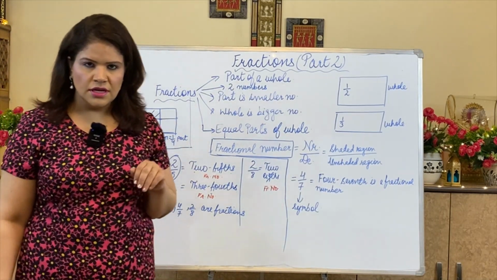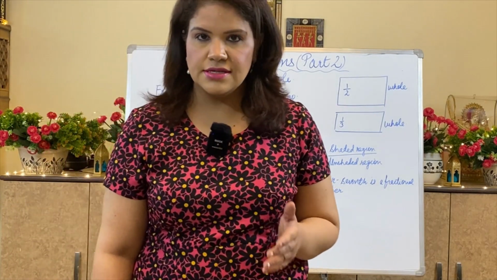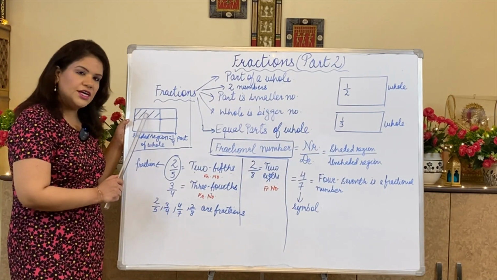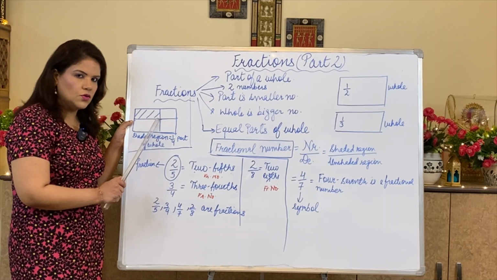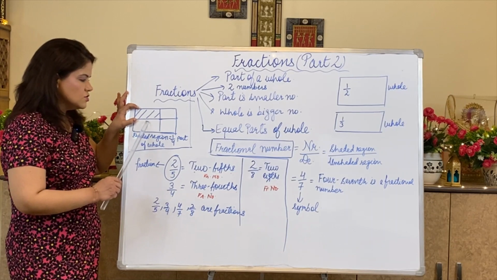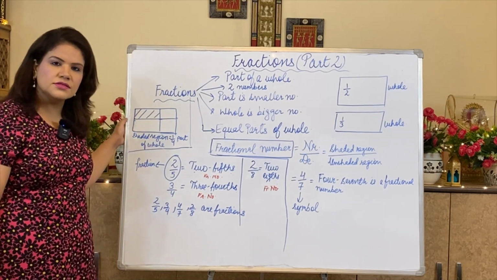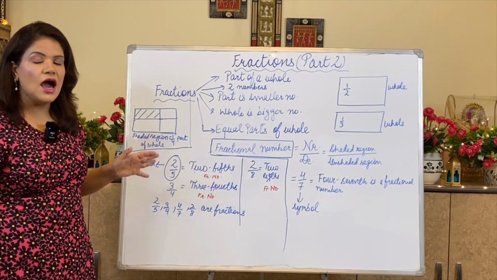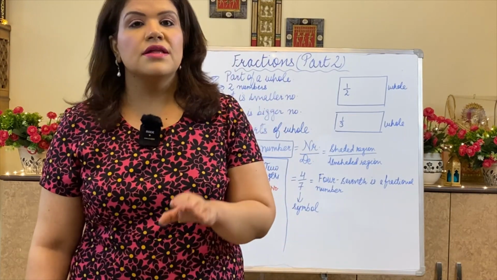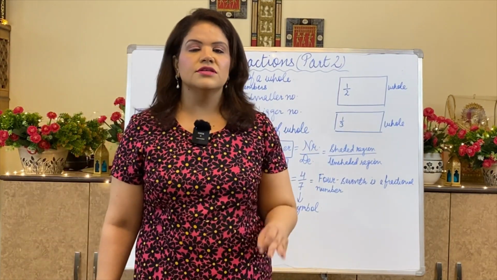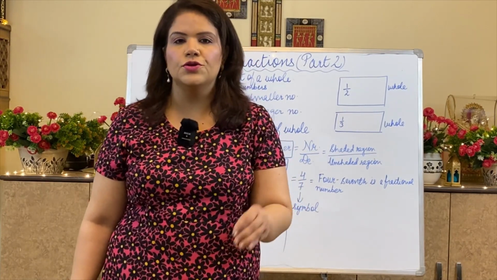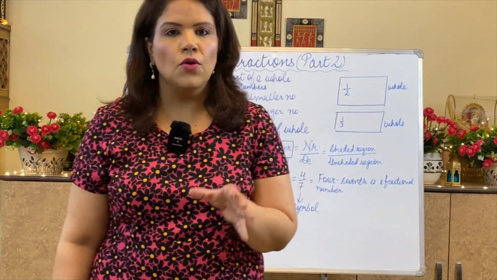Is it right? Can you find some error in this? Yes, there is an error. What is that error? You can see that the shaded region is not equal to the unshaded parts. This part is not equal to all other parts. So that means we have not divided the whole into equal parts. That's why this shaded region is not a part of a whole. It has to be divided into equal parts to be a part of a whole.